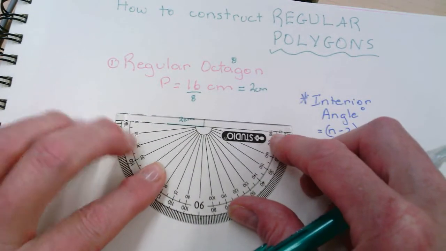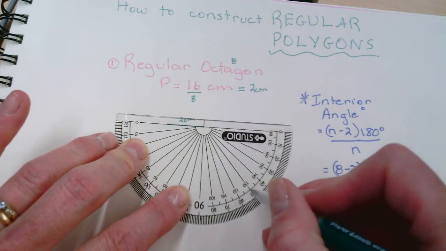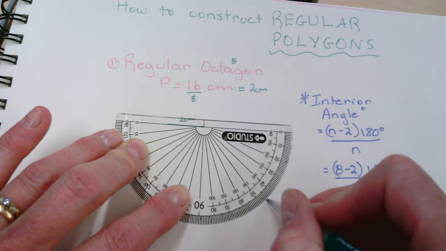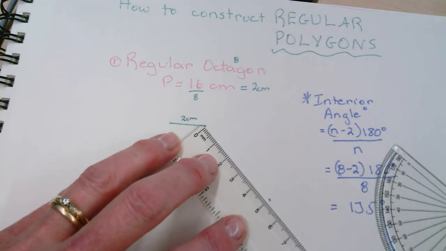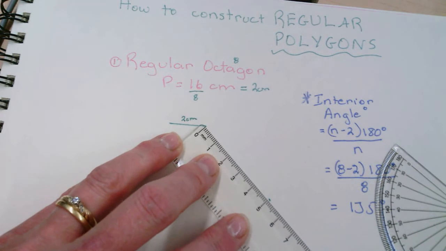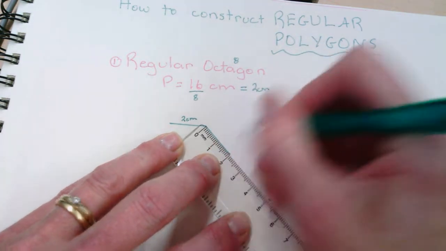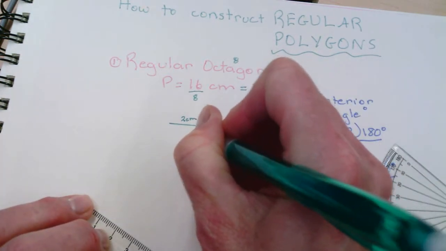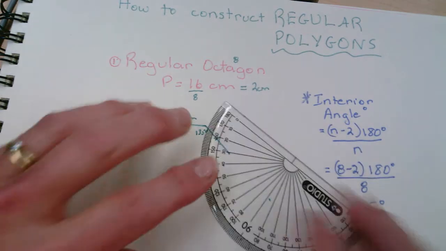Now, 135 is an obtuse angle. So I'm going to look all the way. There's 130, 140, halfway. I'm going to make a little mark. I'm going to put my 0 at the end of my line, but I only need to go from 2 back to 0. Label that angle, and then I'm going to show that that side's congruent to the first side.